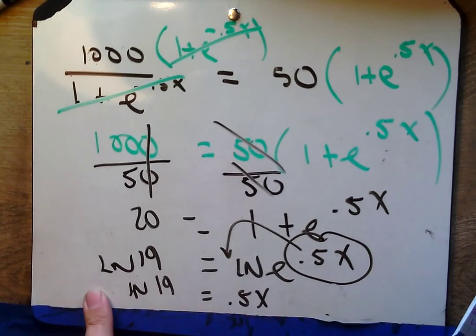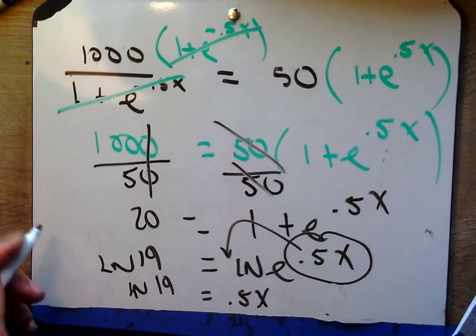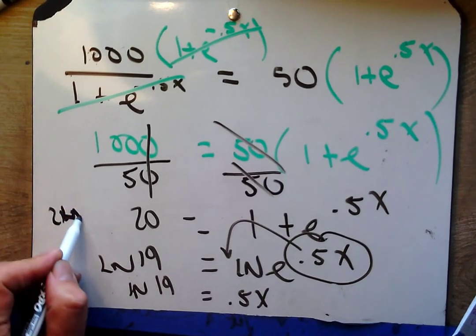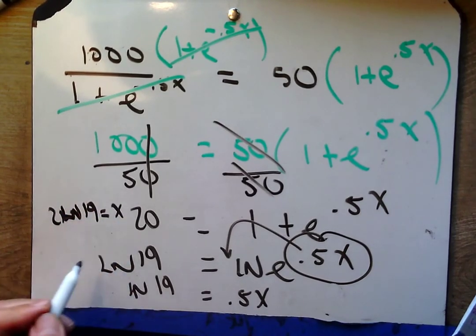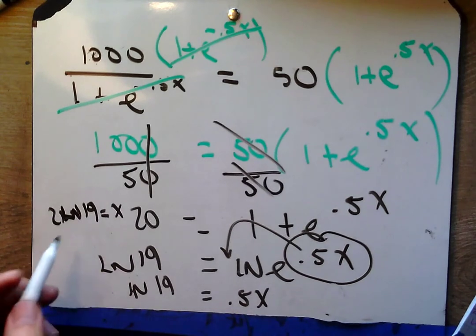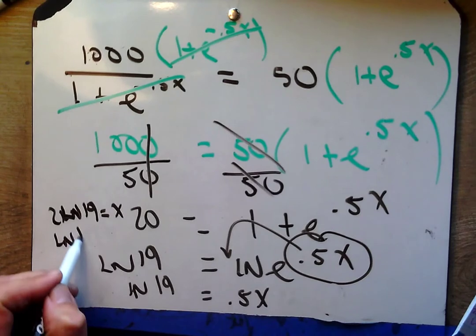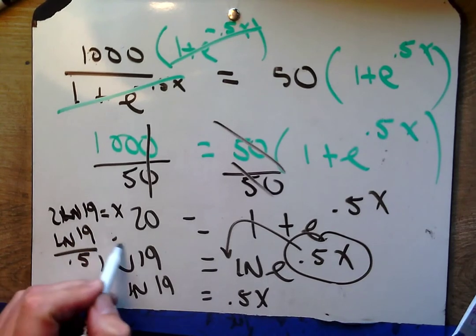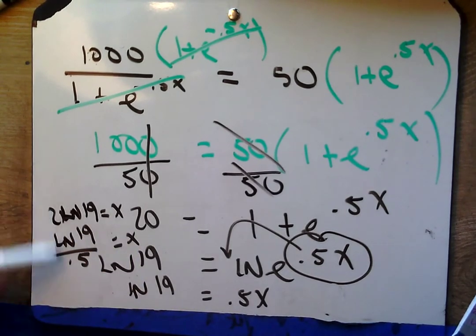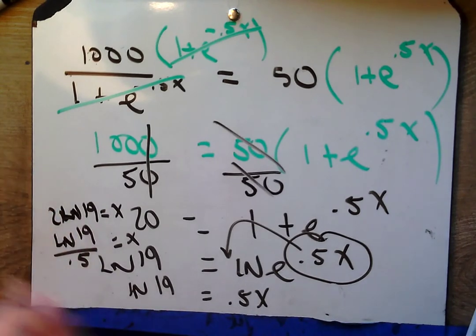So I could multiply both sides by 2 and get 2 ln of 19 equals x. Or I could divide both sides by 1/2, by 0.5. And so ln of 19 over 0.5 could also be x. These are identical. Any one you want is going to be fine with me. Okay? All right. Solving logistic equations.